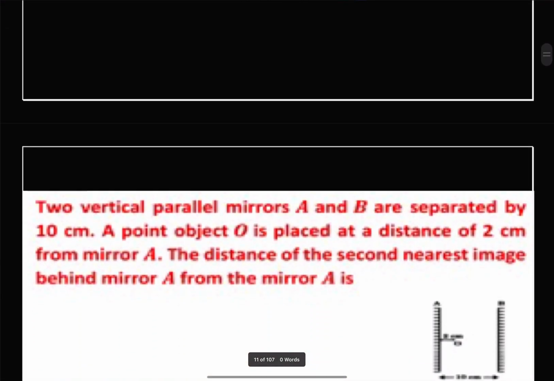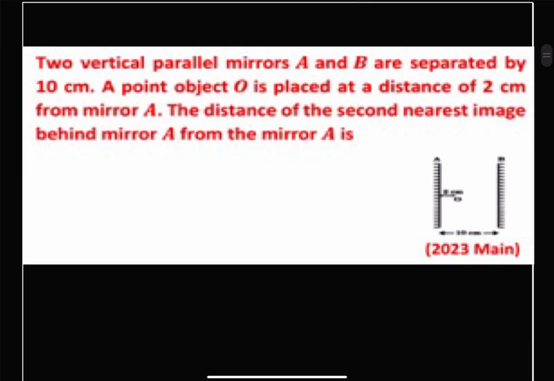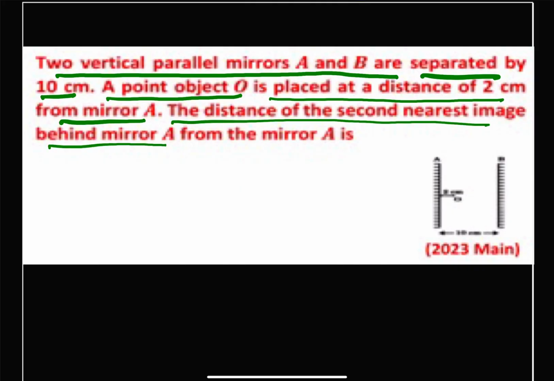Next question. We are given two vertical parallel mirrors A and B separated by 10 centimeter. A point object O is placed at a distance of 2 centimeter from the mirror A. The distance of the second nearest image behind the mirror A from mirror A is. So here everything is given with respect to mirror A.